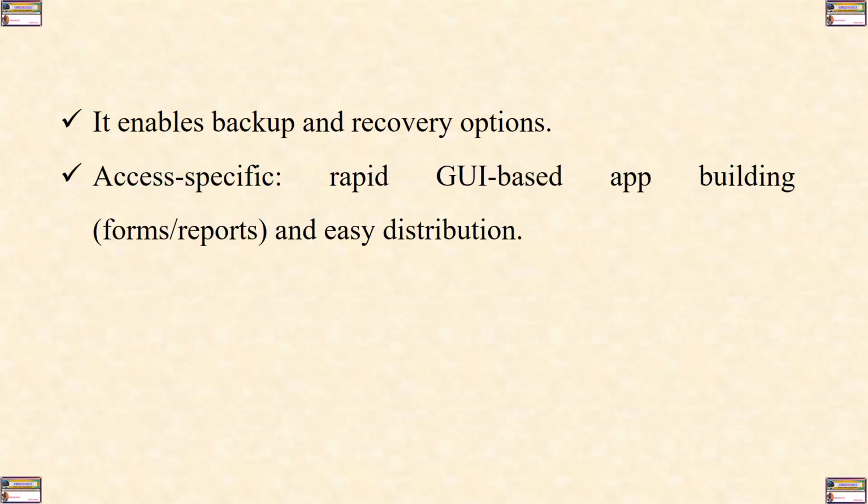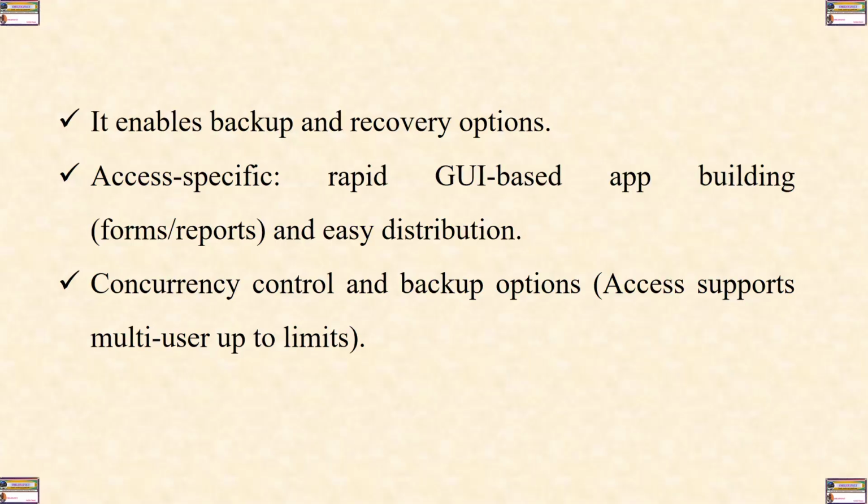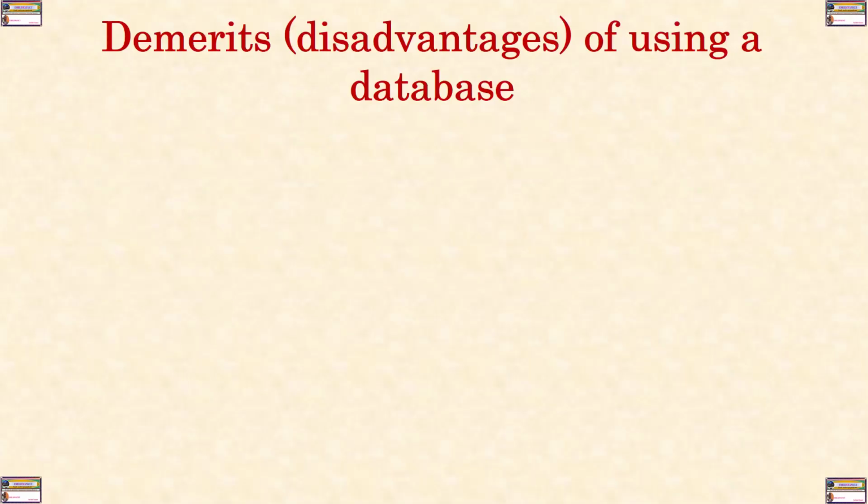Another advantage of making use of a database is Access specific. With the use of a database, you can generate what we call rapid graphical user interface-based application building using forms and reports and easy distribution. Another advantage is concurrent control and backup options. So Access supports multi-user up to limits. So those are the main advantages.